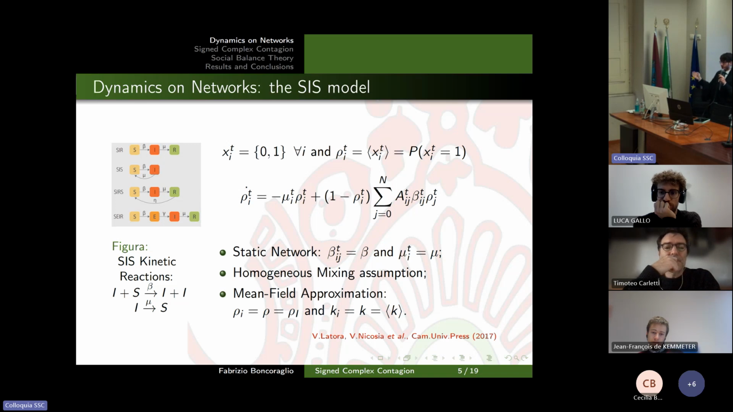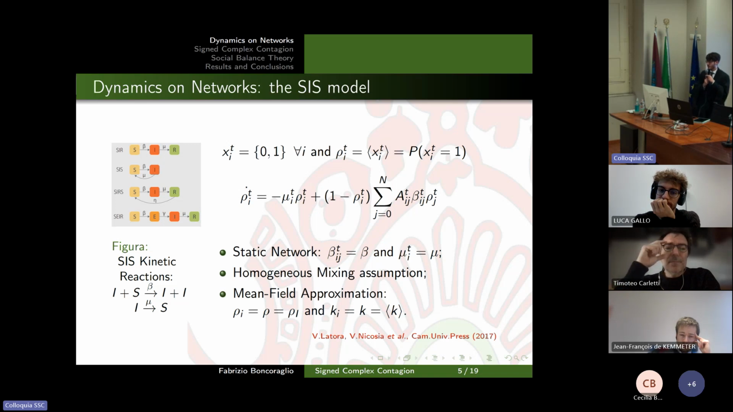Defining the density of infection of node i at time t as the average over many stochastic realizations of this binary random variable, we can write the so-called master equation of the model, which tells us how this density of infection of node i evolves in time according to the reactions that take place on top of the network. So what I meant before by two levels is the topology of the network, which we are going to simplify, and the dynamics itself, which have a non-trivial interplay, of course. The principal approximation that we're going to make in this thesis is a homogeneous mixing assumption to simplify this master equation, because there are N coupled differential equations, so it's quite hard to solve both analytically and computationally.